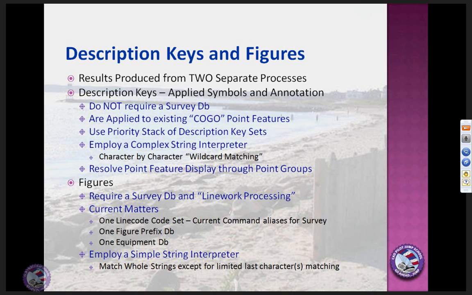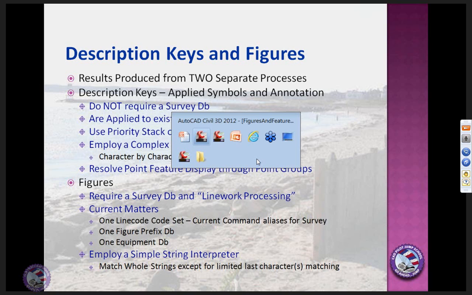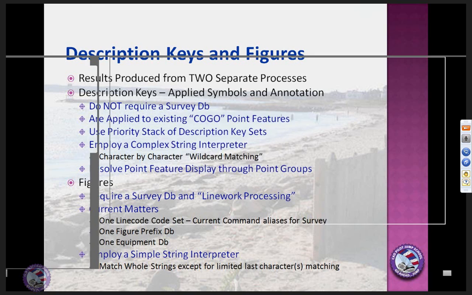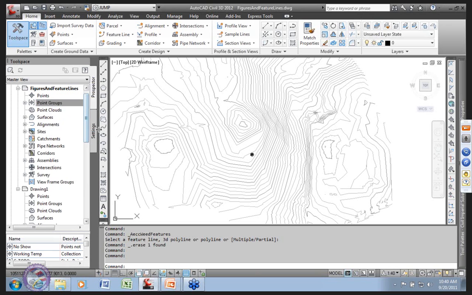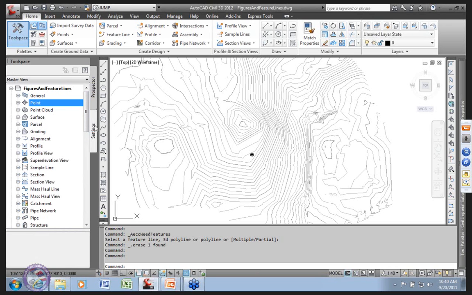And in terms of figures, there are a whole bunch of current things that really matter. A couple of other things I want to point out. Description keys employ a very complex string interpreter, meaning that character by character, each individual character is looked at to see if it's really a wildcard. And I'll give you an example from the jump, and we'll take a look at a couple of keys here real quick, not to belabor this point.